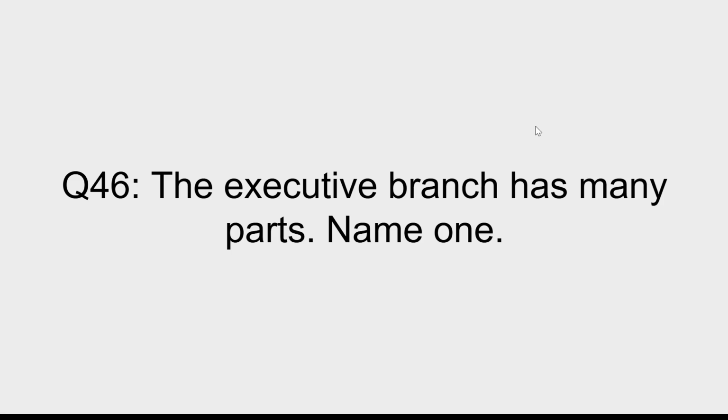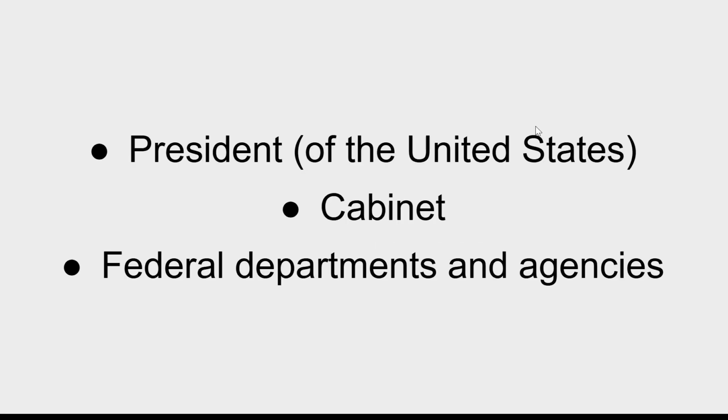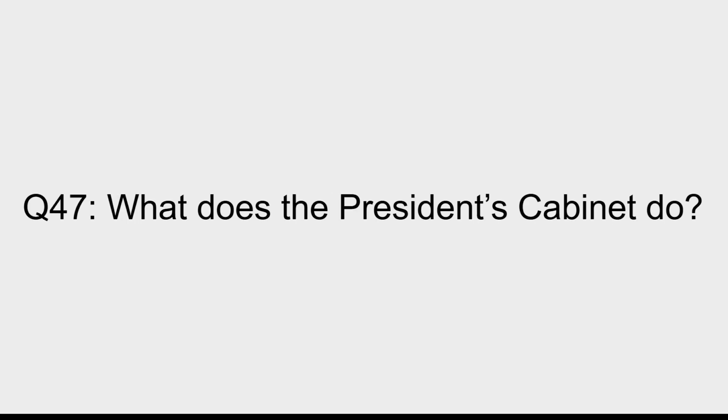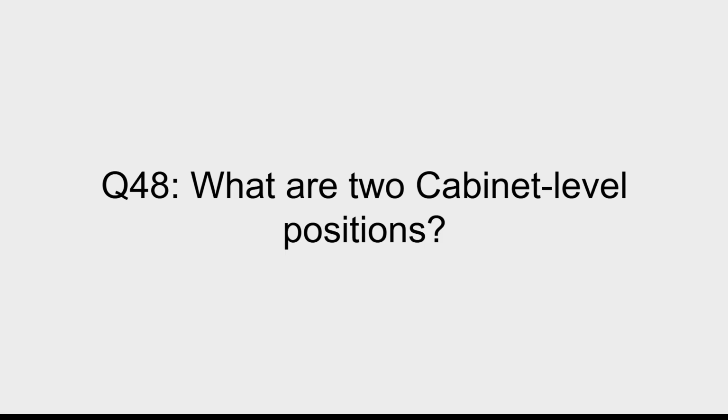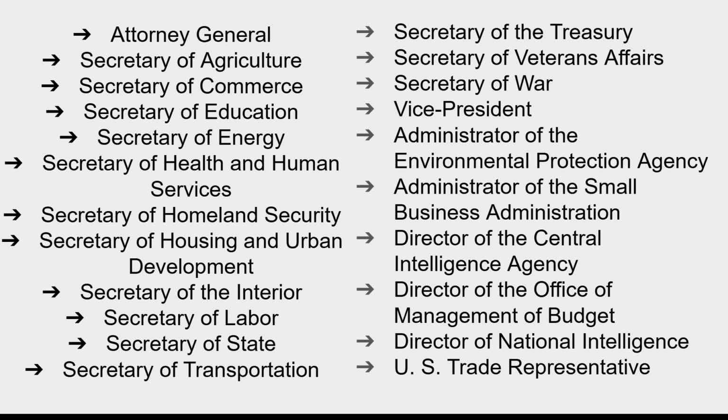Executive branch has many parts. Name 1. The easiest one is the president, I think, but you could also put the cabinet or the federal departments. What does the president's cabinet do? They advise the president. 2 cabinet level positions. There are a whole lot to choose from, so I'm just going to click and show you. You can pick any 2 of those. You do need 2. One that people often forget is the vice president is on there, so that's 1. But you can just find 2 that you remember. These are the secretaries, is an easy way for me to remember it.